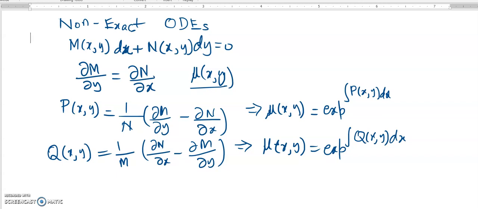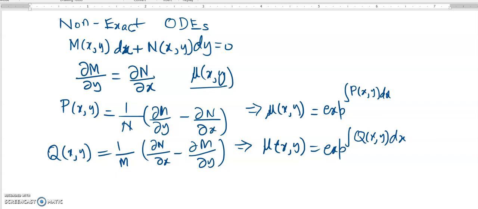Either of these may work out. Sometimes the expression of p from the first formula is a little bit complicated, and then you can use the second one. In most cases either of these two approaches will work, and then we can easily find this mu.